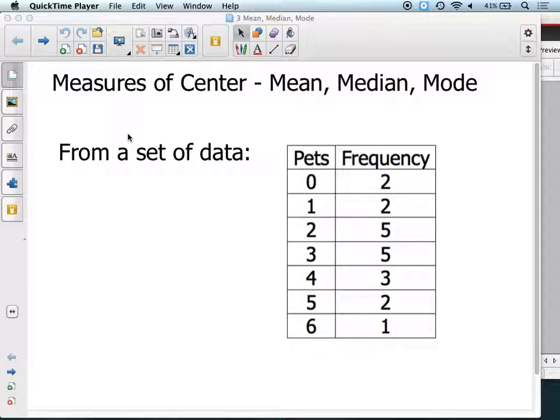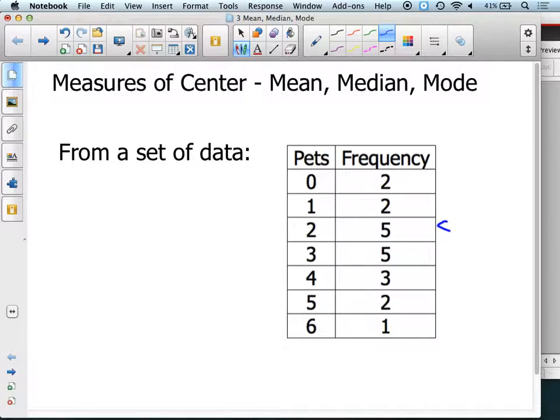Remember that the mode cannot be found from the calculator. So the mode in this case is which one occurs most often, the highest frequency. So I see that there's a frequency of 5 here, and there's a frequency of 5 here. So I'll say that my mode is 2 and 3. There's 2 modes. Remember, a set of data can have 2 modes, it can have 1 mode, it can have 4 modes, it could have no modes. That's not a problem.